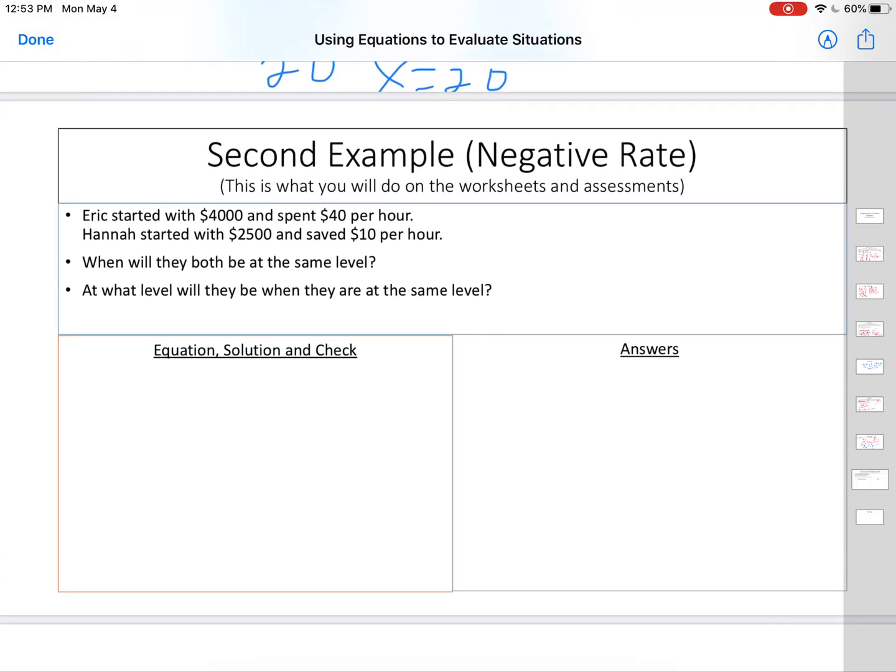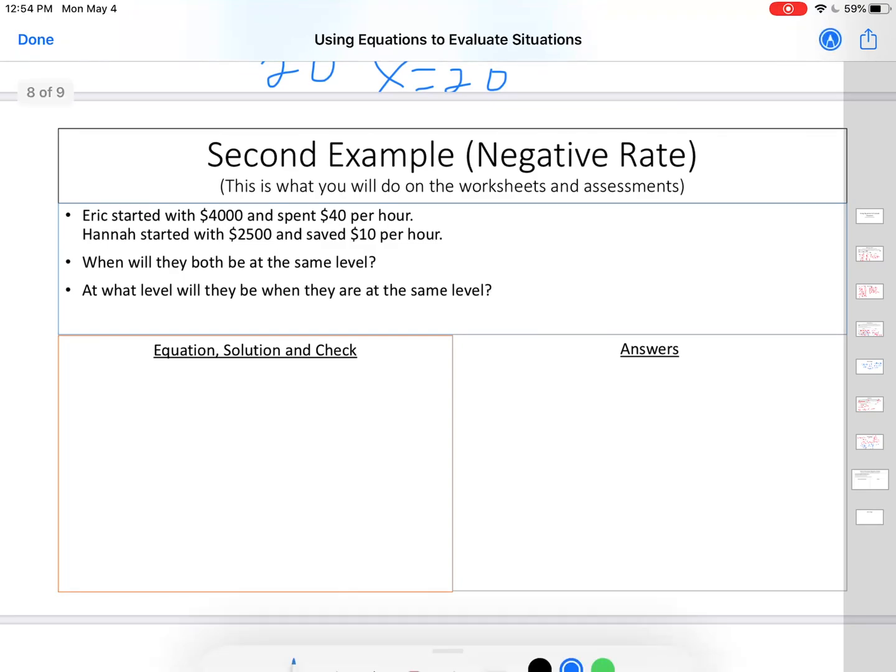This time we're going to have a negative rate. We're going to see what the difference is. Eric started out with $4,000 and saved $40 per hour. Hannah started out with $2,500 and saved $10 per hour.